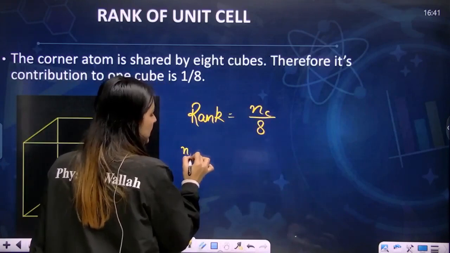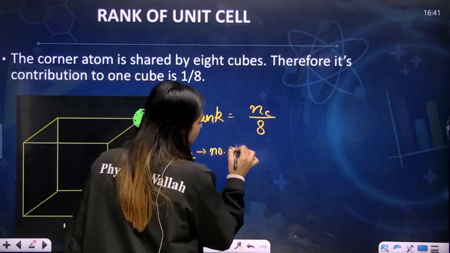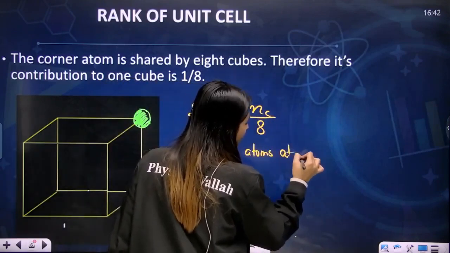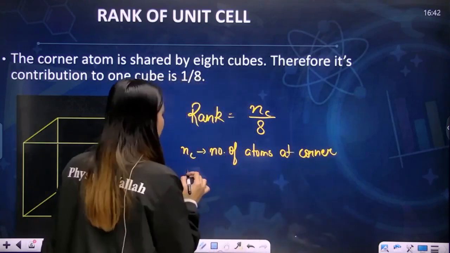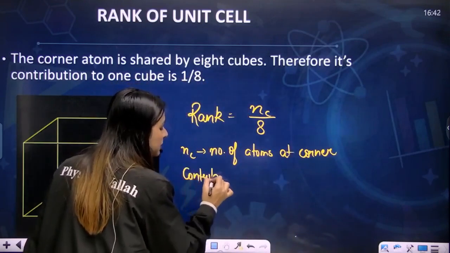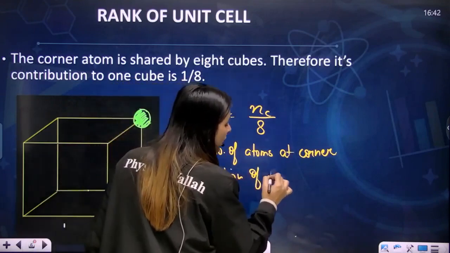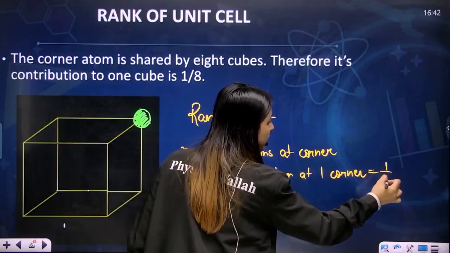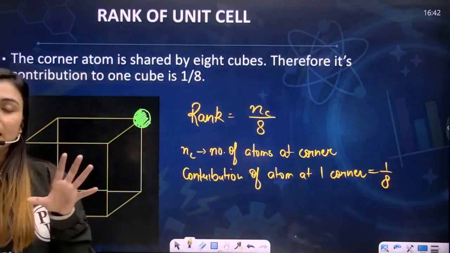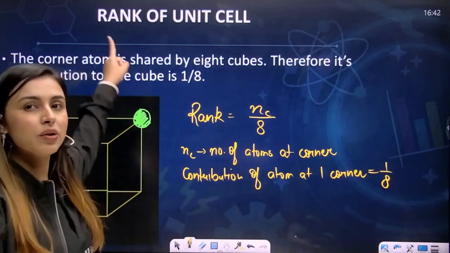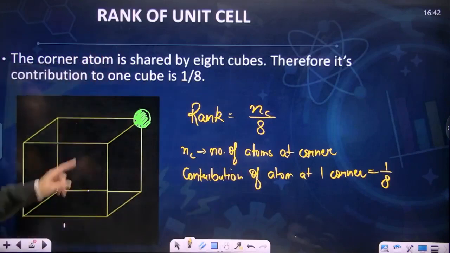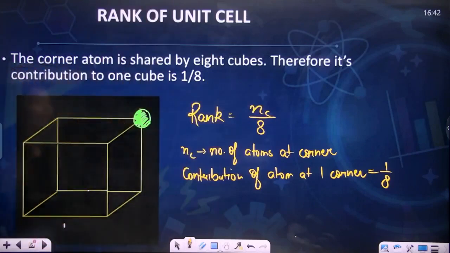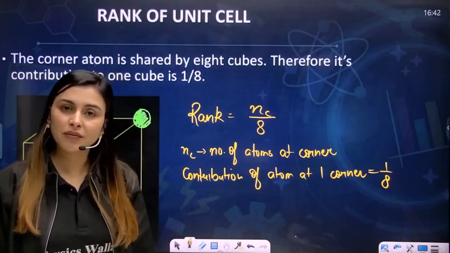What is NC here? NC is the number of atoms at corner, and contribution of atom at one corner is equal to 1/8. So this is something we have derived till now. Now you'll read the line and you'll understand. The corner atom is shared by 8 cubes, 4 these and 4 above. Therefore its contribution to 1 cube is 1 by 8. Perfect. I hope you're clear.